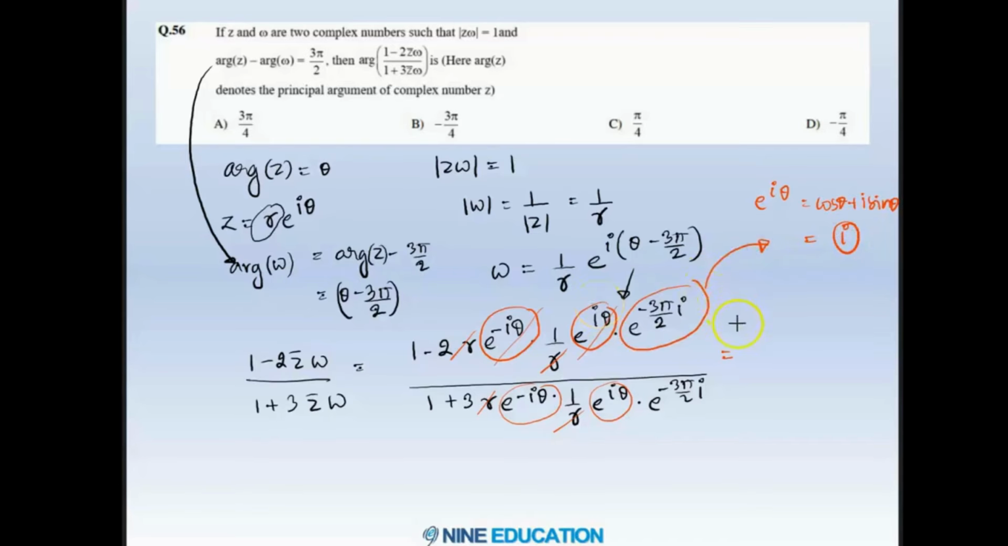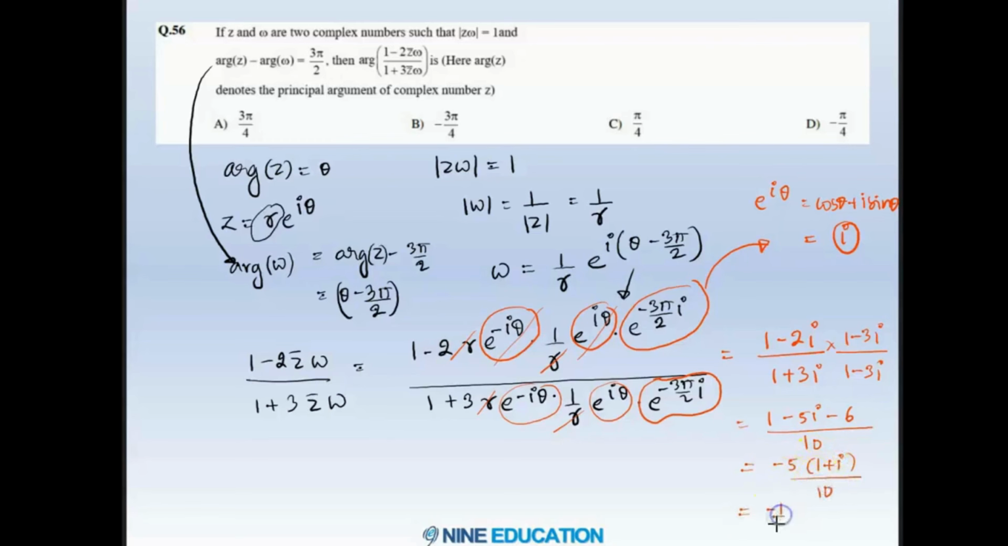So overall in the numerator I will be left with 1 minus 5i, and minus minus plus 6i square, which is basically minus 6, and the denominator will be 1 minus 9i square, which is again 1 plus 9, 10, right? So we are left with minus 5 minus 5i. Minus 5 can be taken common, 1 plus i divided by 10. So our complex number is basically minus half (1 plus i).